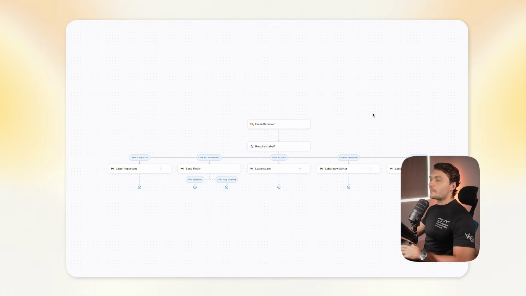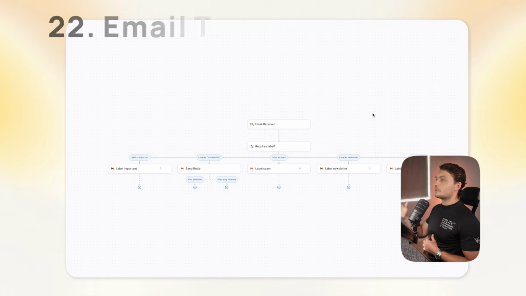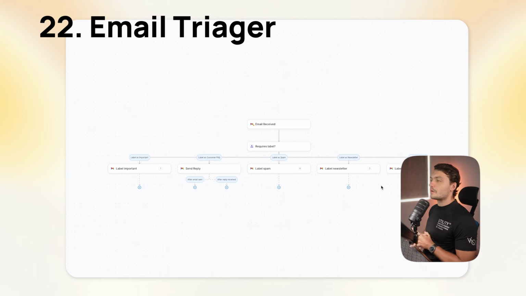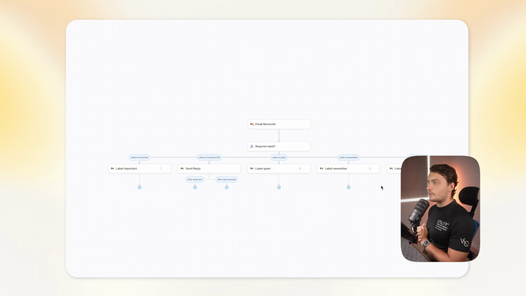Next up, one of my favorite automations, super simple to set up, yet still very powerful. And that is the email triager. We can set up an AI automation that automatically labels our emails so that we can see instantly which ones are important, which ones we should reply to, etc.